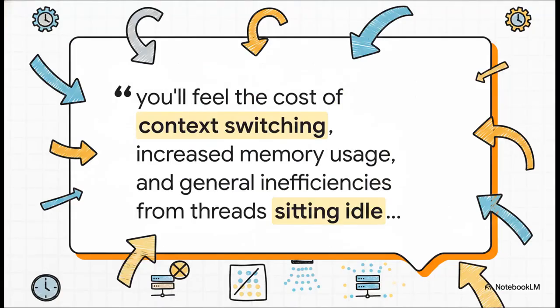And it's not just about memory either. As this quote points out, there's a huge CPU cost too. The operating system has to constantly swap these threads in and out of the CPU. It's a process called context switching. Every switch has a little bit of overhead, and when you have thousands of threads, your system can end up spending more time just managing the threads than it does doing any real work.